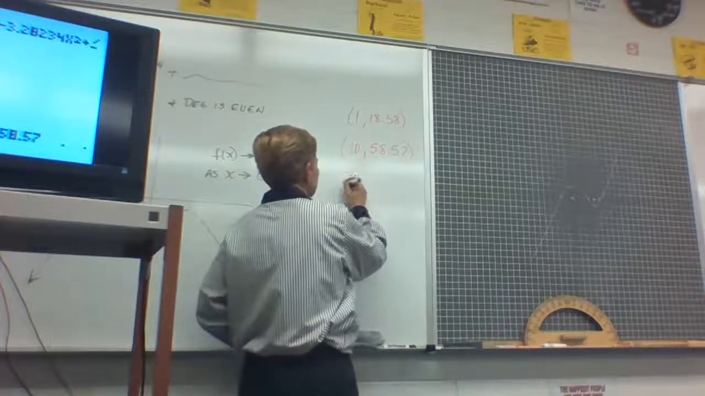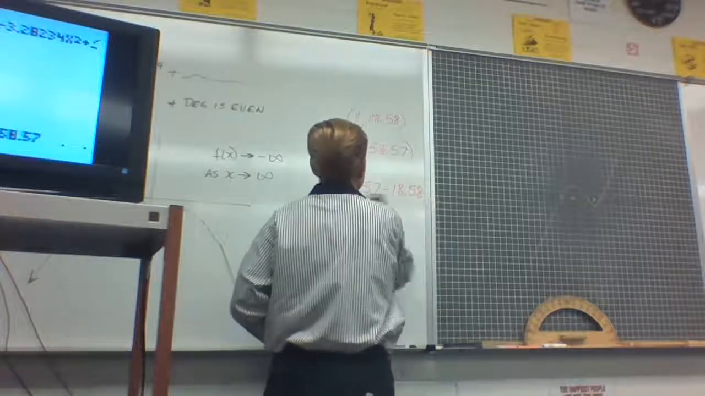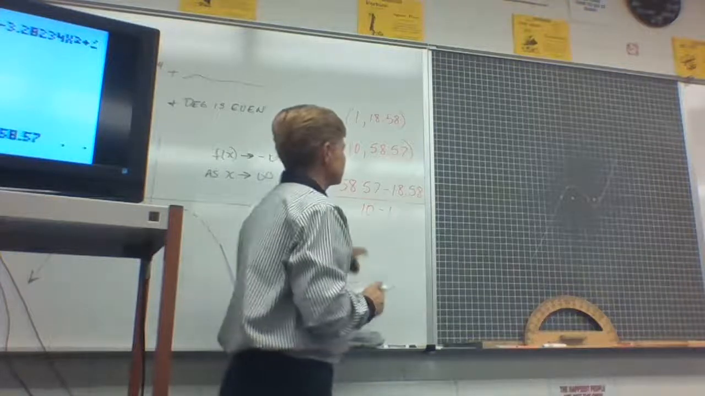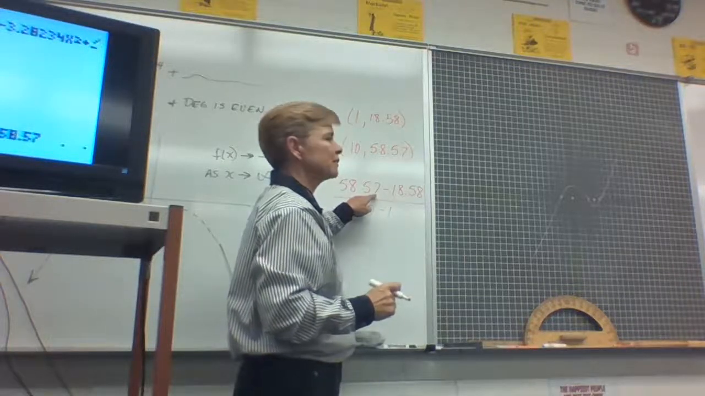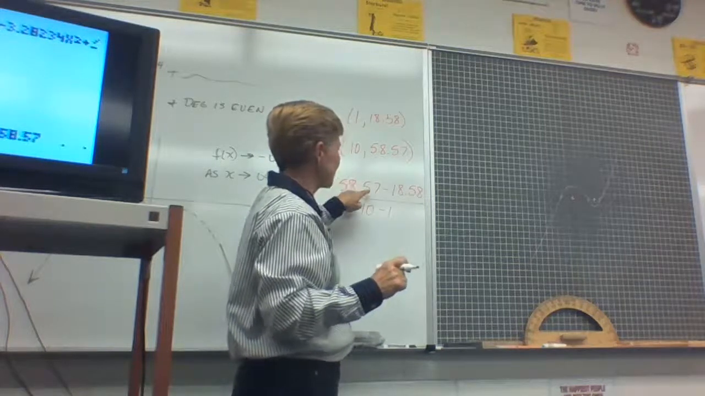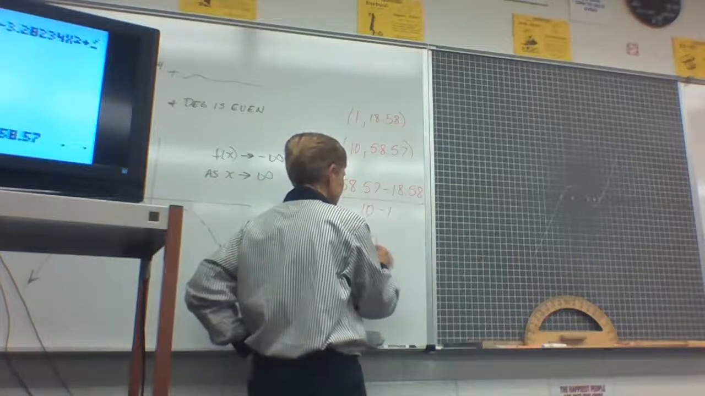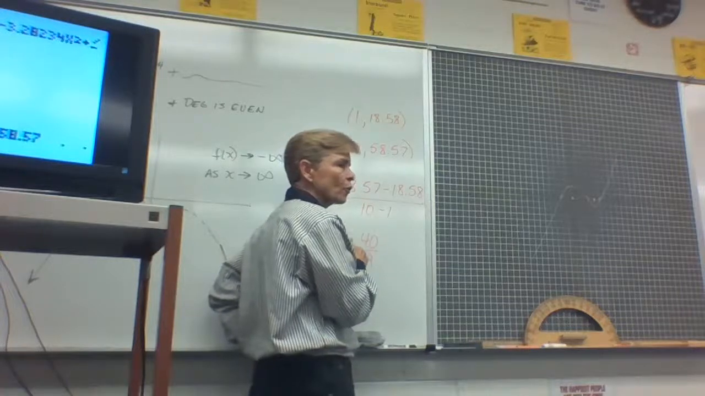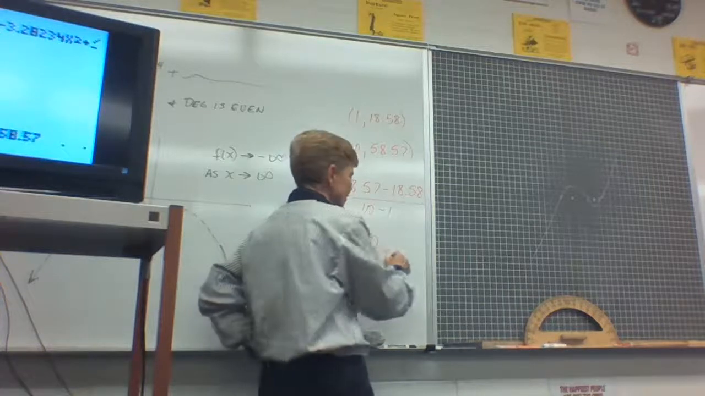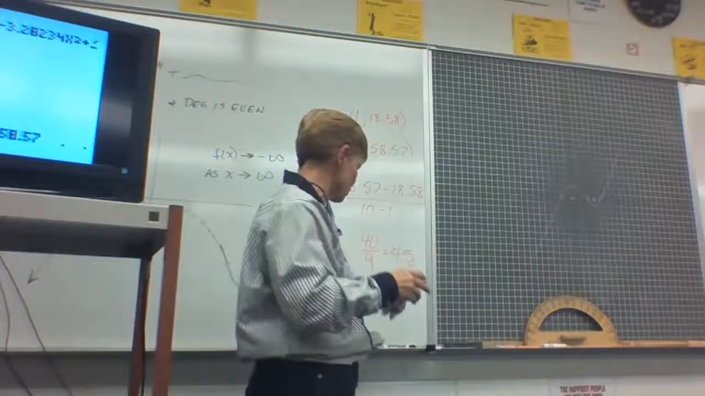So it's going to be 58.57 minus 18.58 over, same order, 10 minus 1. Just for the sake of brevity here, pretend this is 58. It's so dang close. So what's 58.58 minus 18.58? 40 over 9. How many times does 9 go into 40? About 4 and a little bit, about 4.5. Yeah. So the slope is about 4,500 vehicles per year were bought.